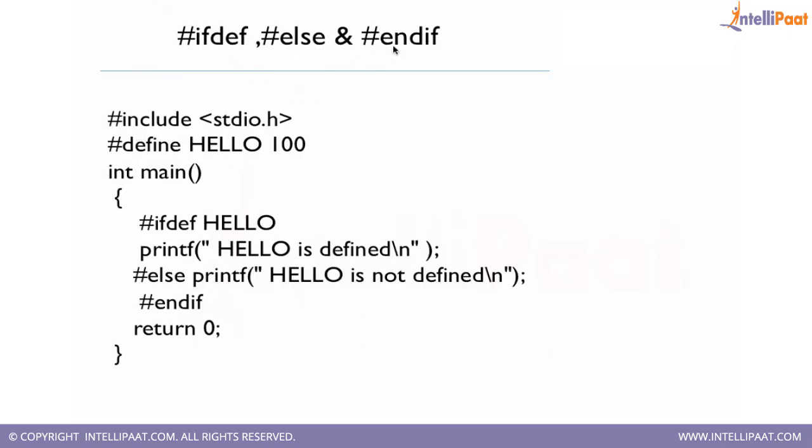Okay, ifdef, else and endif. Let's see this example. Hash include stdio.h. Here we are including stdio.h. Hash define hello. We have defined hello in main. So it will check ifdef hello. If hello is defined, then it will print hello is defined. Else it prints hello is not defined. So this happens at compile time only. If hello is defined, this printf will be compiled. Otherwise, this printf will be compiled. So ifdef, else, and endif.